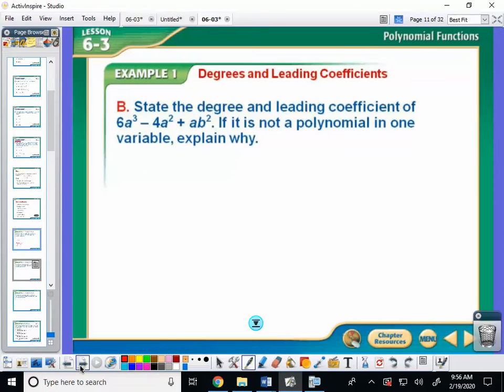So in example B, we said this was not a polynomial in one variable, correct? Because it has more than one variable. But is it a polynomial? It's a polynomial, isn't it? It's not in one variable. If I ask you for the degree, what would you tell me the degree is for letter B? The degree would be 3. Okay. So I'm going to say that no, it's not a polynomial in one variable, but I can give the degree. It's 3. Don't worry about the leading coefficient here. I'm not concerned when it's not a polynomial in one variable.